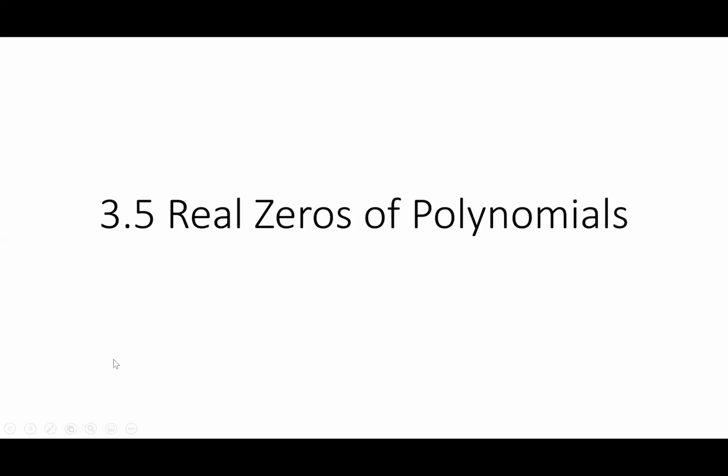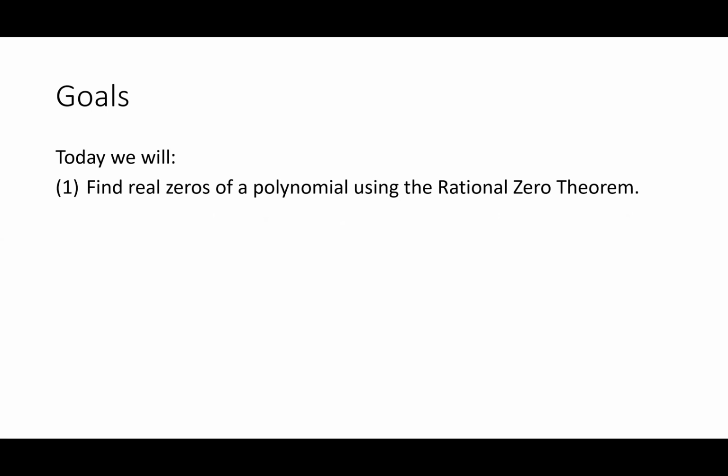In this video, we're going to quite literally just do one example. We're going to do one problem. And it's the crescendo of everything we've been doing in chapter 3. All we're going to do today is find all of the real zeros of a polynomial using the rational zero theorem. What the rational zero theorem is going to do is help us create a menu of guesses for possible first zeros.